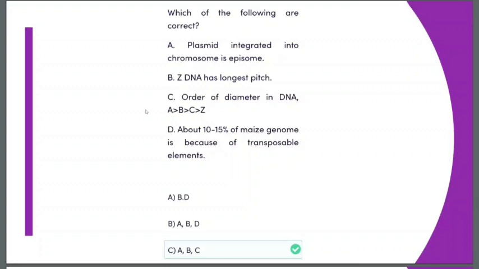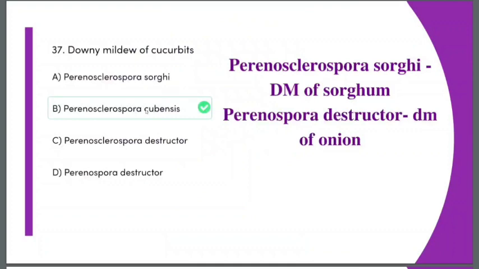And D is about 10 to 15% of maize genome is because of transposable element. No, it's the wrong one, because in maize 50 to 60% of the genome is transposable elements. So answer will be C, A, B and C.